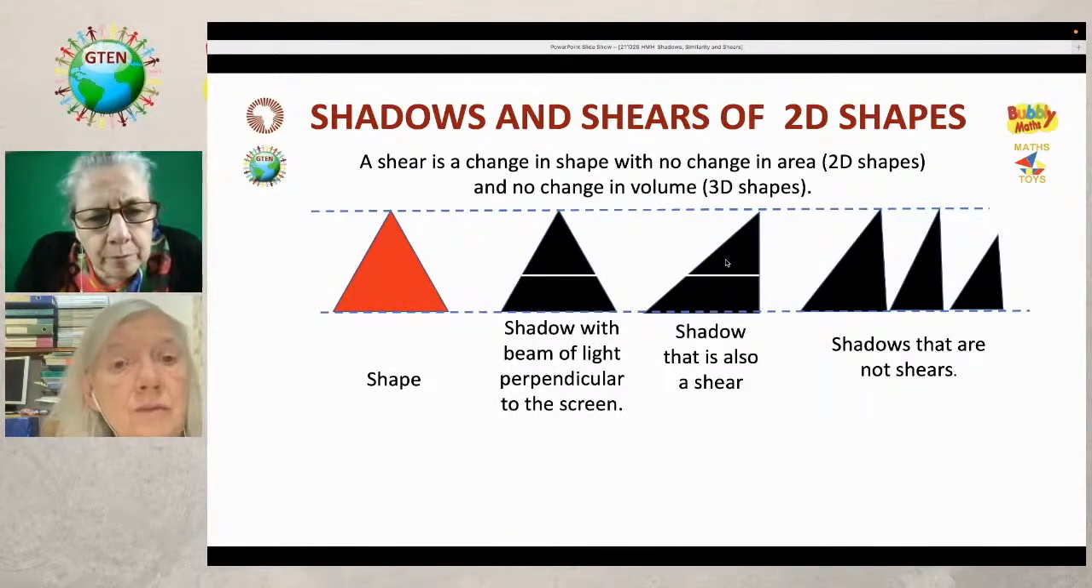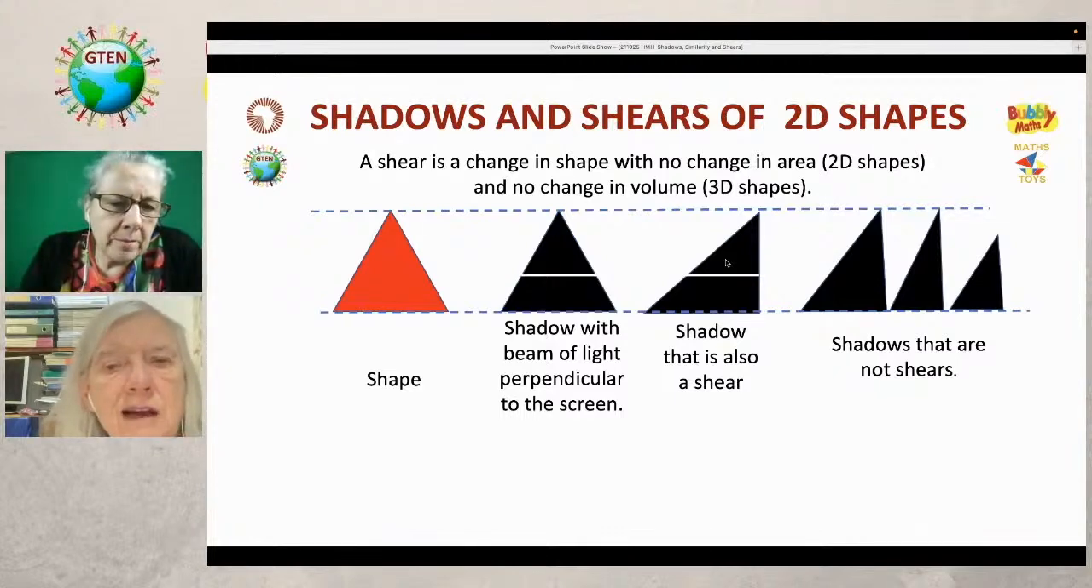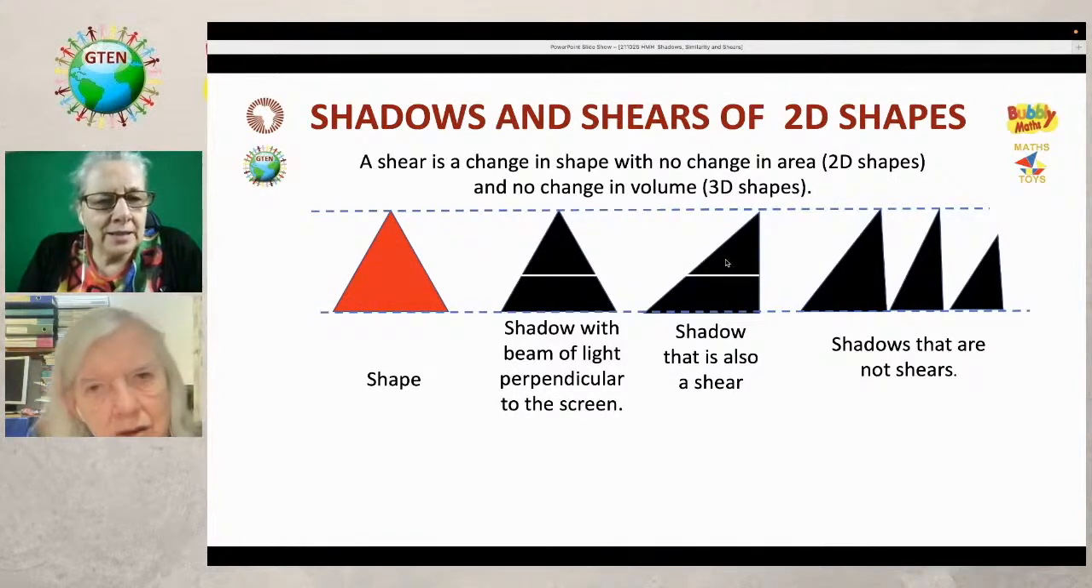So you mean it stays within those two parallel lines? Yes, that's right. And also notice that the base of the triangle doesn't change. The base is the same. Right, so the length of the base stays the same. It's the position of the apex, let's say, that moves, that changes.